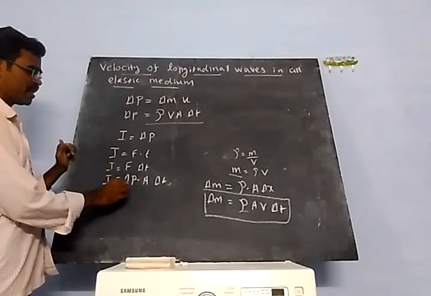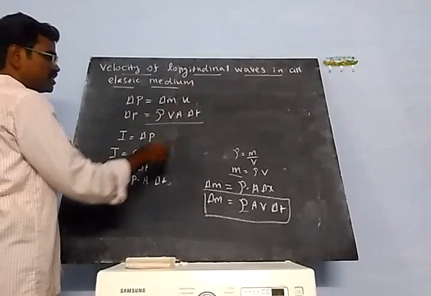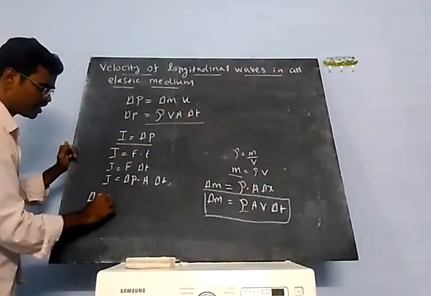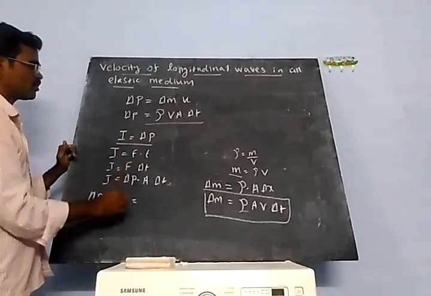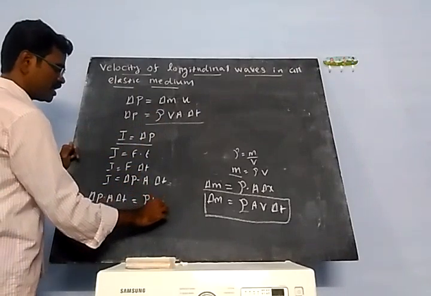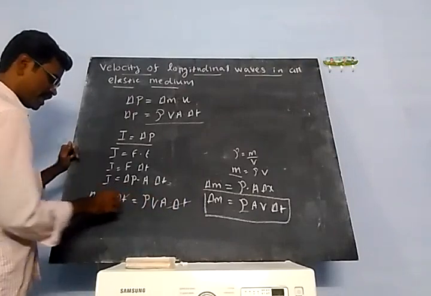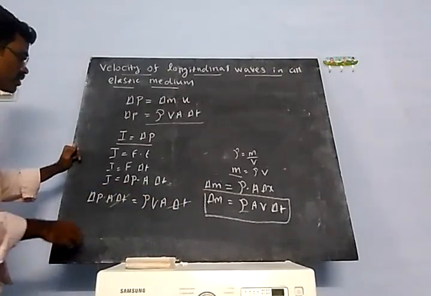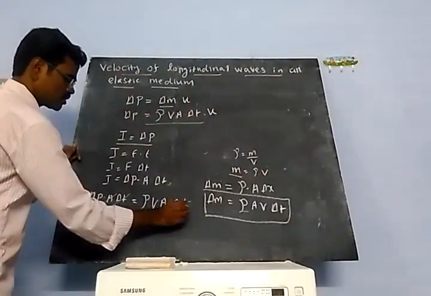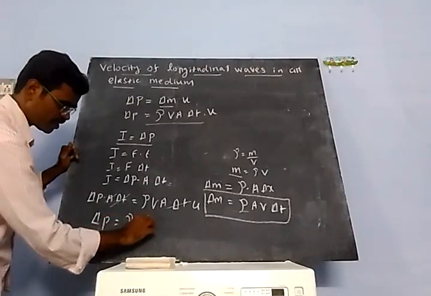I is equal to del P A into del T. So from this you can now equate these two equations. I is equal to del P A del T, and del P is equal to rho V A into del T. So here A del T cancel. Then here del P is equal to mass into velocity u. But del P is equal to rho V U.